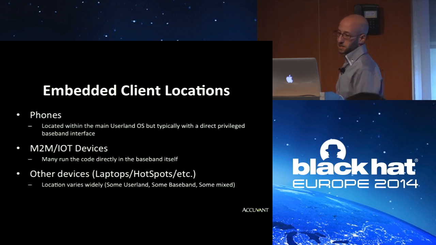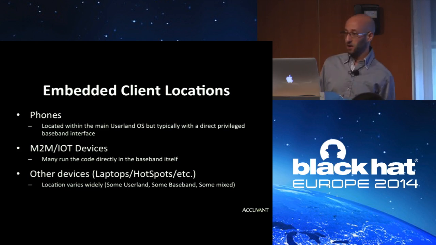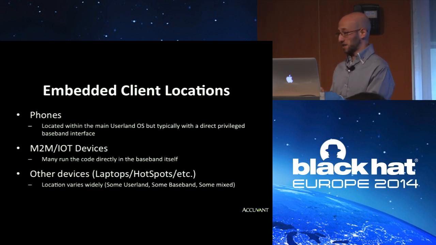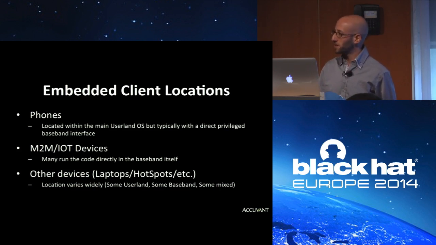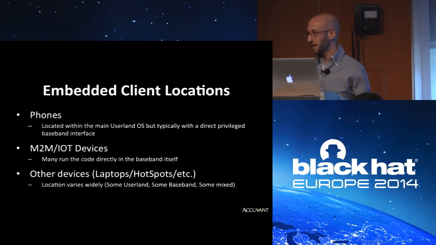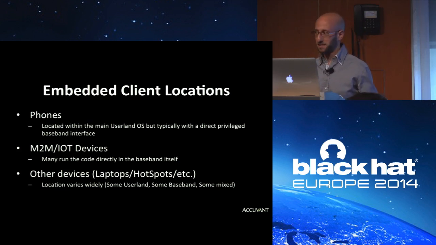Now, M2M and IoT devices. Many of them run the actual code within the baseband itself. It's kind of just a chip with a bunch of stuff in it, and they just stuck the OMA-DM client right in there too. Other devices: laptops, hotspots, things like that. I'm sure a bunch of y'all are using a cellular hotspot because you're afraid of the Wi-Fi networks here. Well, good chance that that has a very, very heavy implementation of this. Anyways, some of them have it in userland, some in baseband, some are mixed. So you're going to have to look for yourself.